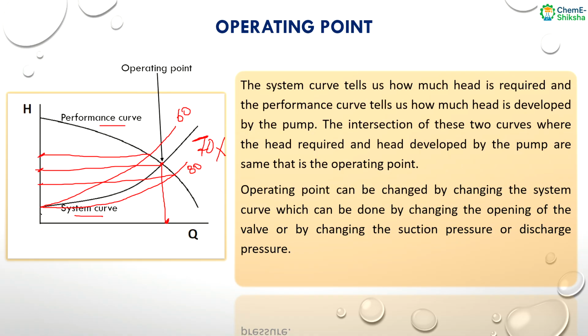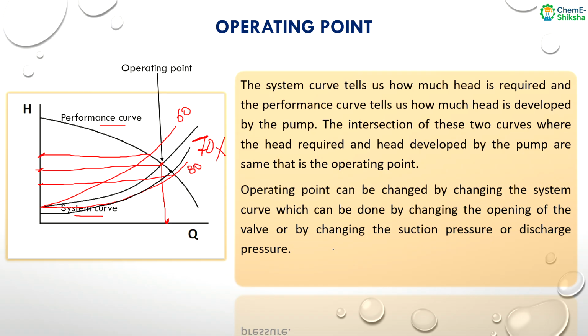So this point to, let's say, this point. So this is also for 70% valve opening, but as I increase the suction pressure or maybe decrease the discharge pressure, for the same valve opening the operating point is shifted, or the system curve is shifted downwards, because the head requirement in the system decreases.